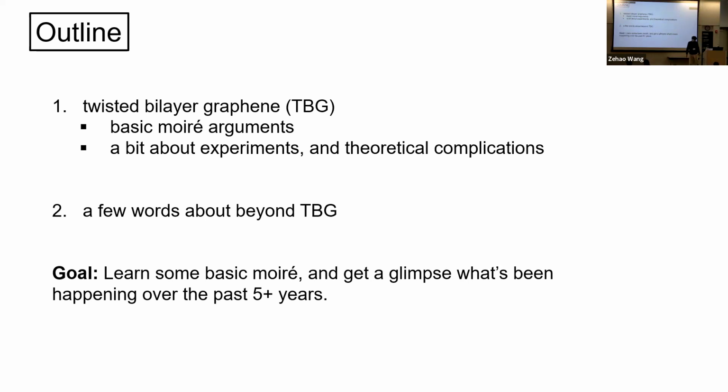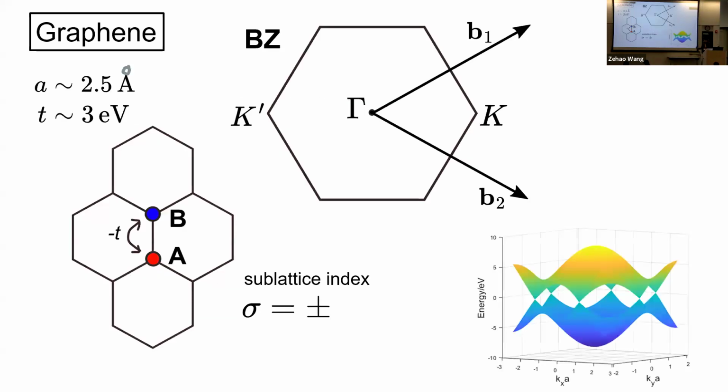Great. So let me start with a very quick refresher on just monolayer graphene. As you all know, it's a honeycomb of carbon atoms, and there are two sublattices, A and B, and let me introduce a sublattice index, sigma. The lattice constant of graphene is on the angstrom scale. The simplest model consists of nearest neighbor hopping of pz orbitals with some electron-volt scale hopping, t.